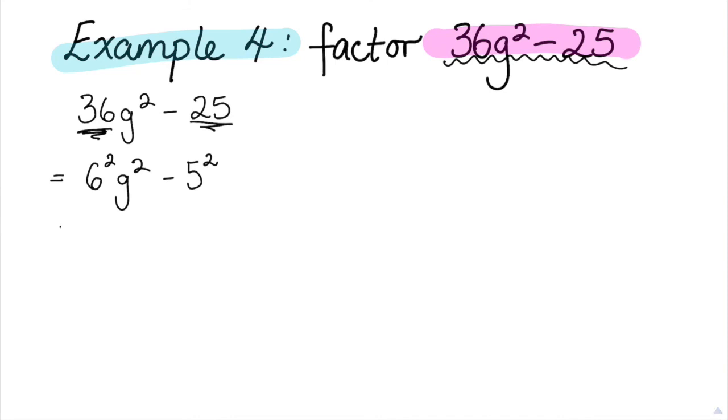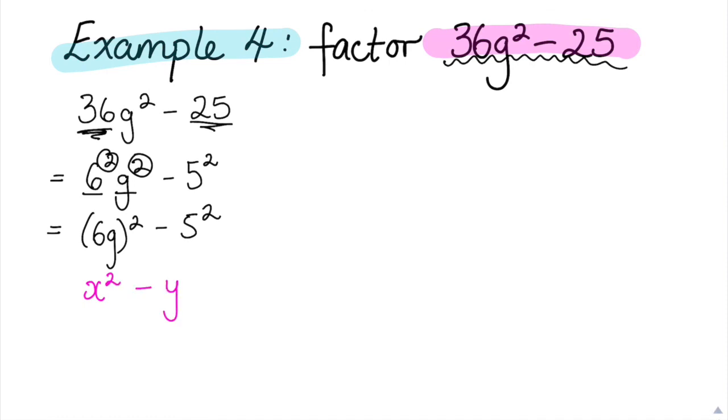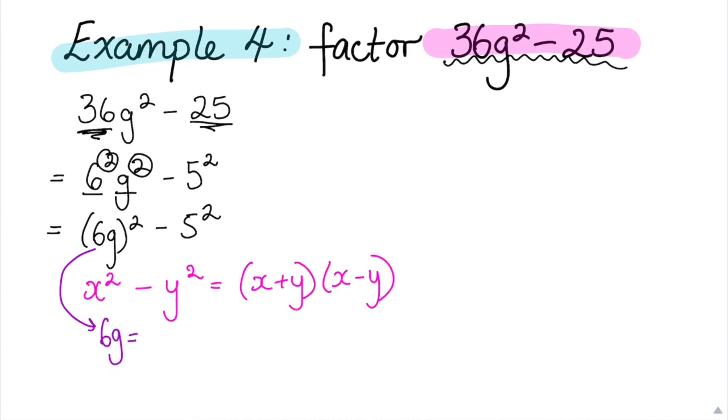I'm going to tidy this up so it looks a little nicer. So we've got 6g all to the power of 2, as the 6 is getting squared, as is the g, minus 5 squared. Hopefully you can recall our difference of two squares rule. It states that if we've got one squared value being subtracted from another squared value, we can rewrite it as this. This 6g is acting as my x variable, and this 5 is acting as my y variable.